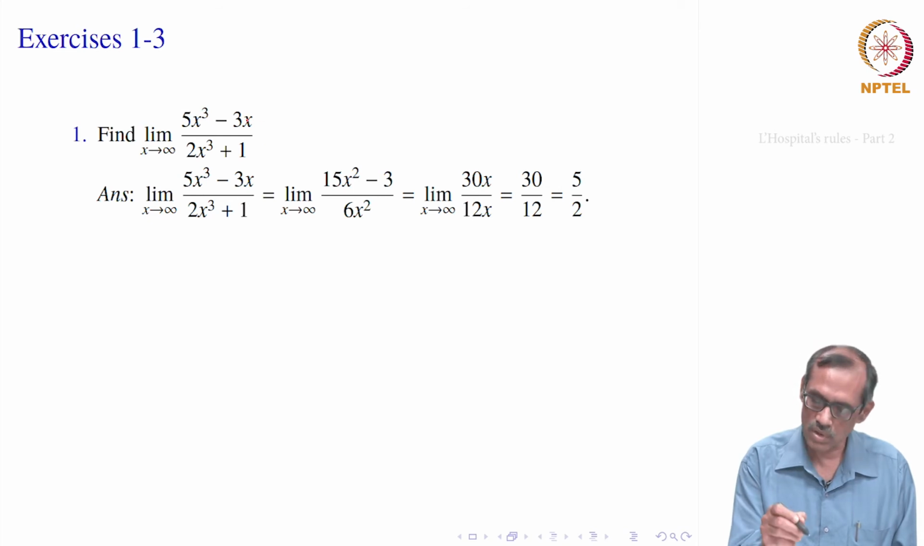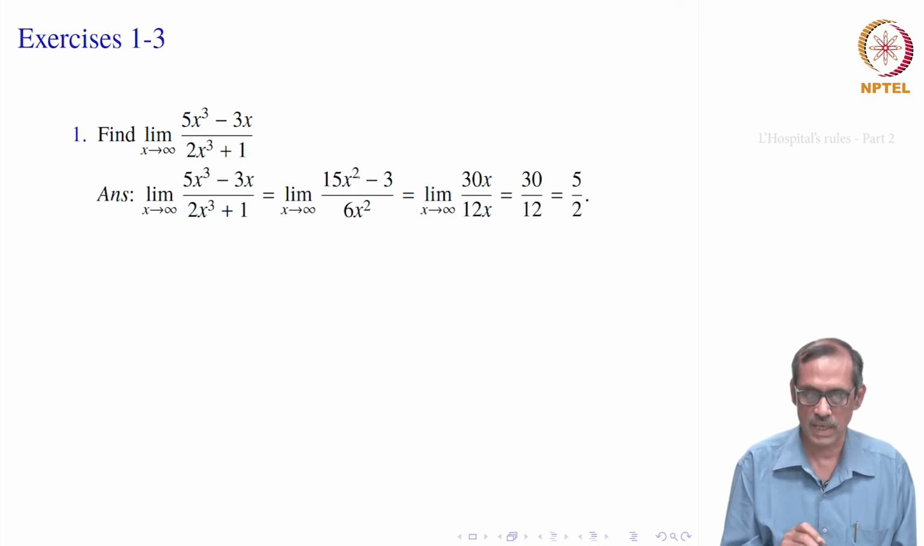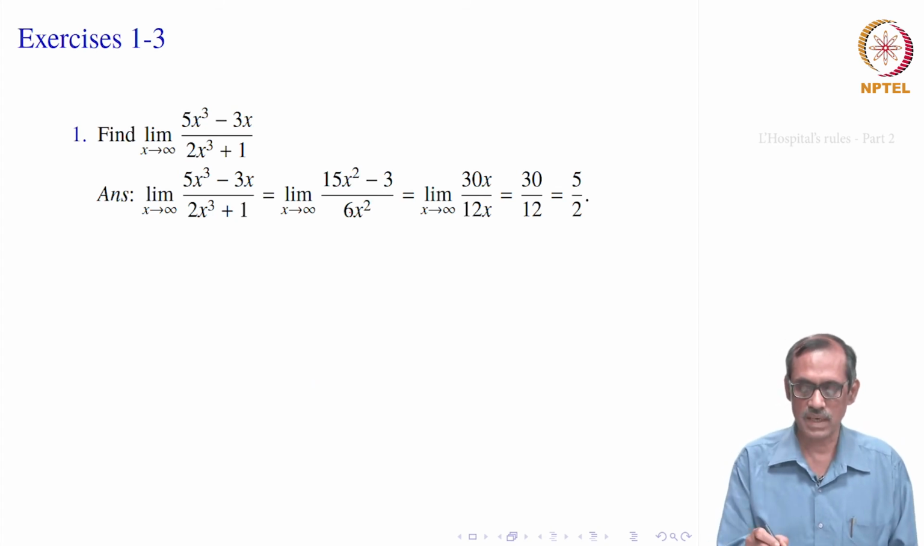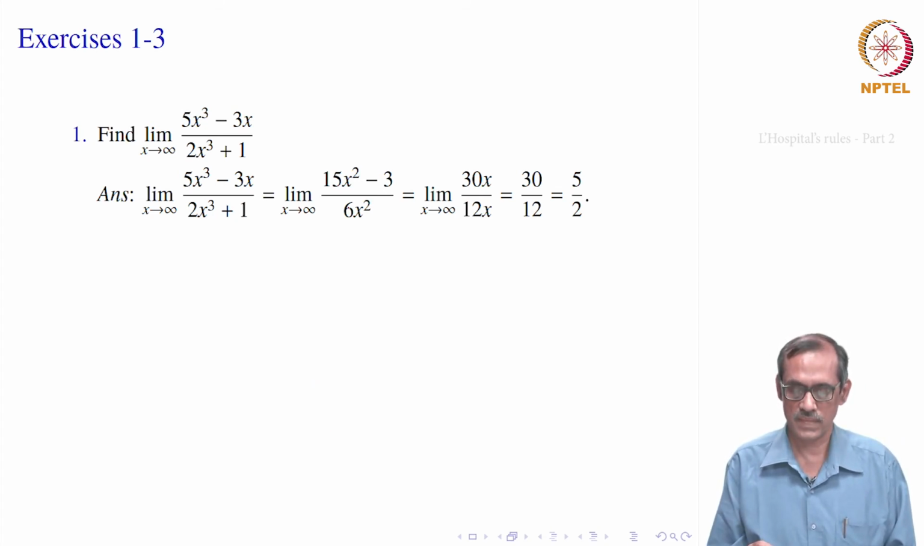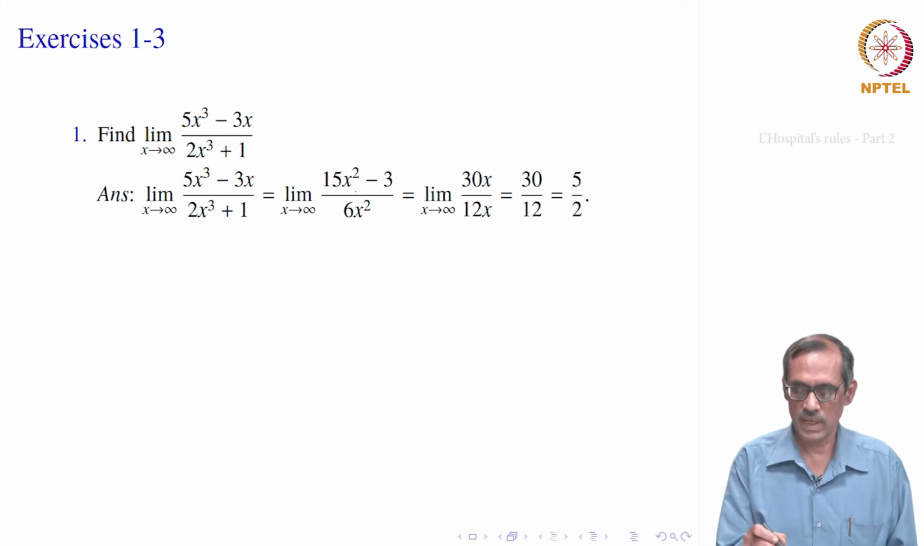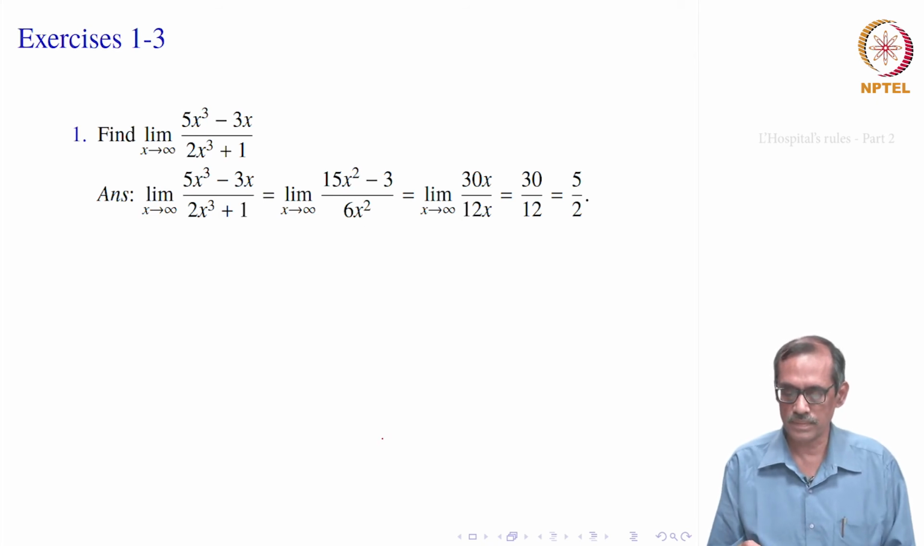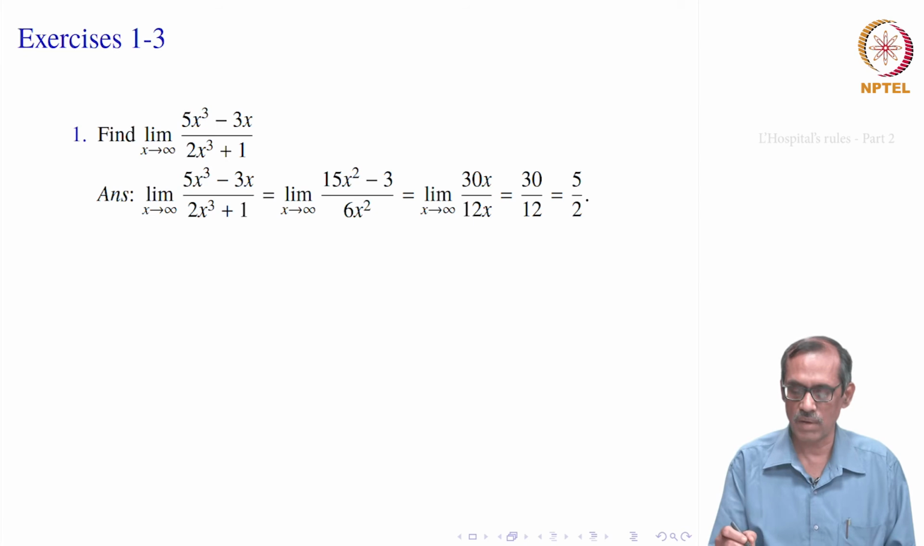We use L'Hopital's rule. So, 5x cubed gives 15x square and that minus 3x gives minus 3, 2x cubed plus 1 gives 6x square. Once more it is in infinity by infinity form, fine. So, we differentiate again numerator and denominator separately, that gives limit x goes to infinity 30x from 15x square, 6x square gives 12x. Now, we do not need differentiation, of course, you can use differentiation, but you can also cancel this x, right, and then take the limit. So, that gives 30 by 12 or 5 by 2.